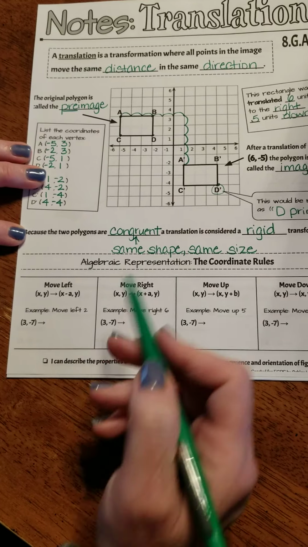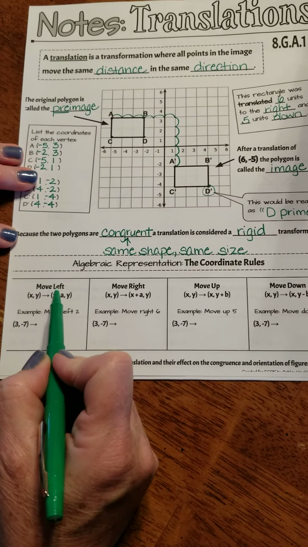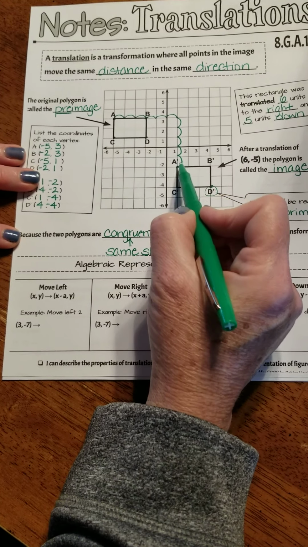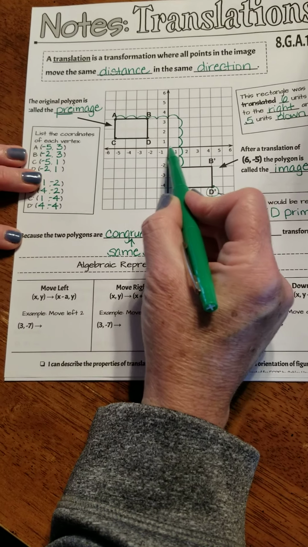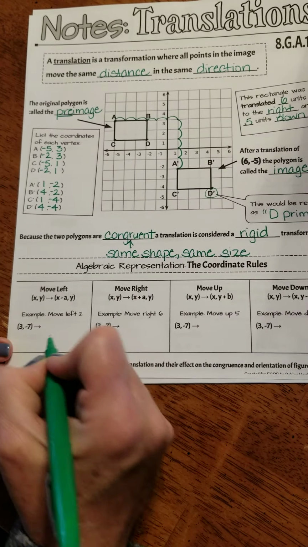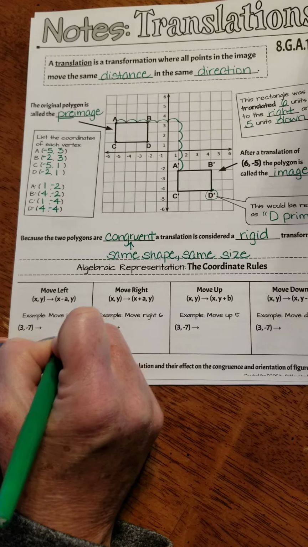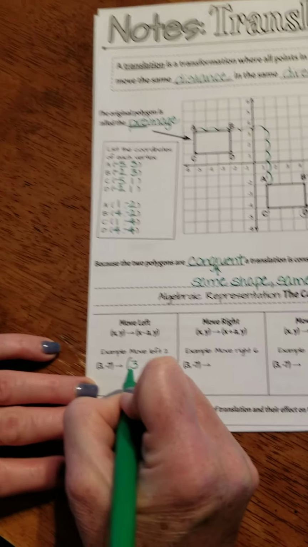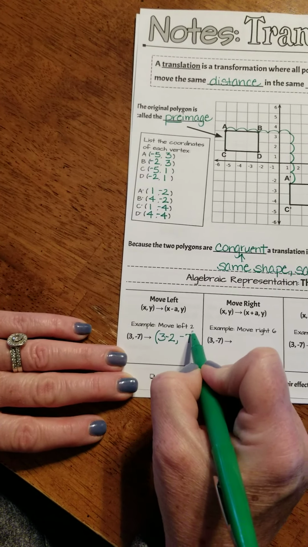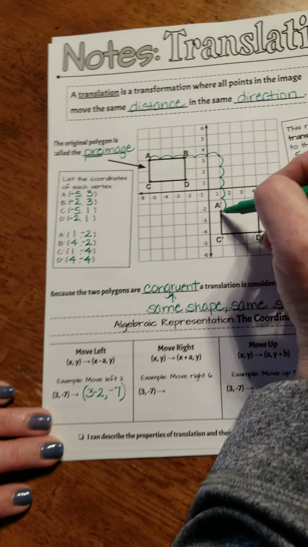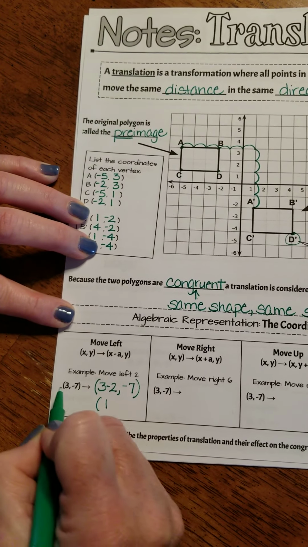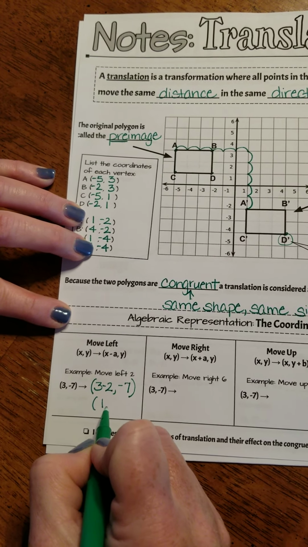All right, so let's talk about what this looks like, the algebraic representation. If we start with x and we want to move it left, where x is 3 and we want to go left 2, we're going to change the x coordinate by moving it to the left. So x is going to be 3 minus 2, and y stays the same. Your y is going to stay on the same spot. So in this case, the new point would be 1, negative 7.